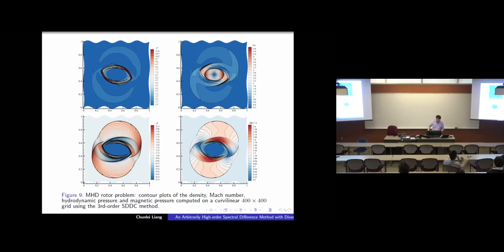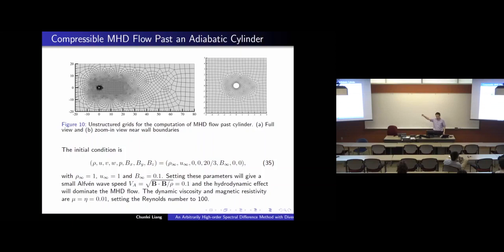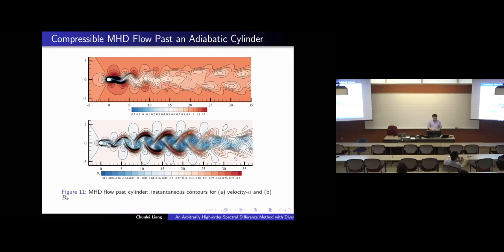Okay, here we deal with another challenging problem called the magnetic rotor problem, and I will not go into detail. So I will now demonstrate the magnetic flow past a cylinder, and you can clearly see on the top a velocity U field. At the bottom is the X component of the B field, BX. And so with unstructured mesh, flow past a cylinder, the resolution is extremely clean.